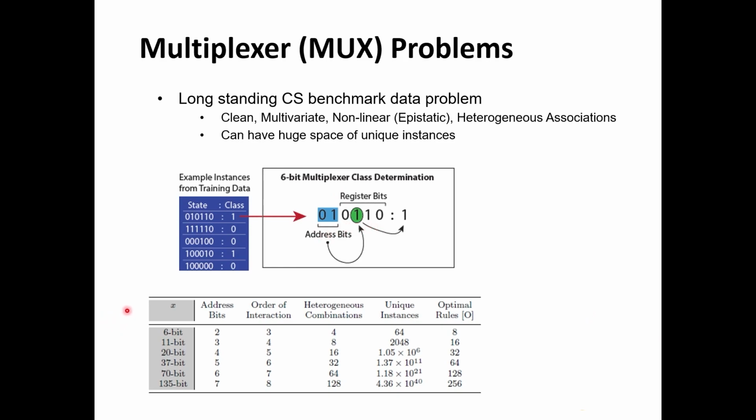This problem is also convenient because we can scale it up in complexity, each time adding another address bit to the problem. We can see how this problem grows in complexity, all the way up to the 135-bit example that requires us to find 128 separate combinations of 8-way feature interactions. And there are a total of 4.36 times 10 to the 40 possible data points that we can construct for the 135-bit problem.